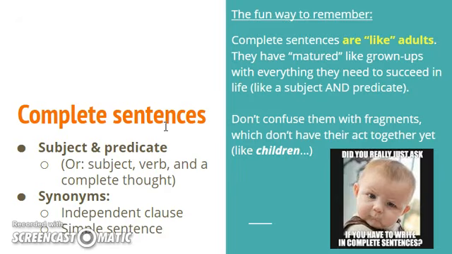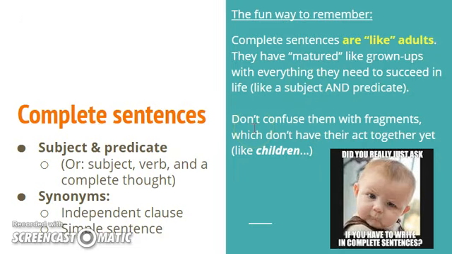A fun way to remember this is to think of complete sentences being like adults. Remember this simile if you can. Complete sentences have matured like grown-ups do. They have everything they need to succeed in life. They can stand alone and live on their own.